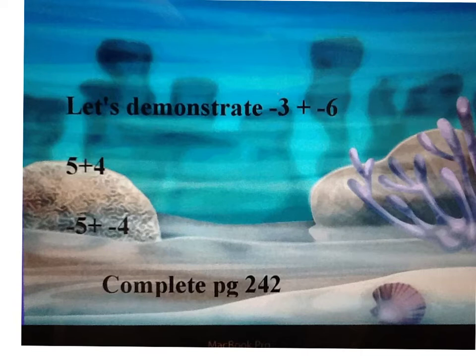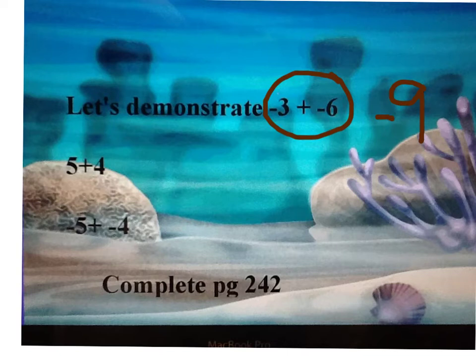So -3 plus a -6. Now we're adding, okay, so we need to look at our signs. If they're both the same, we just simply add and keep the sign that is there. Well, that is our case. So we're going to go 6 plus 3, which is 9. And since they both share the negative, our answer is going to be -9.